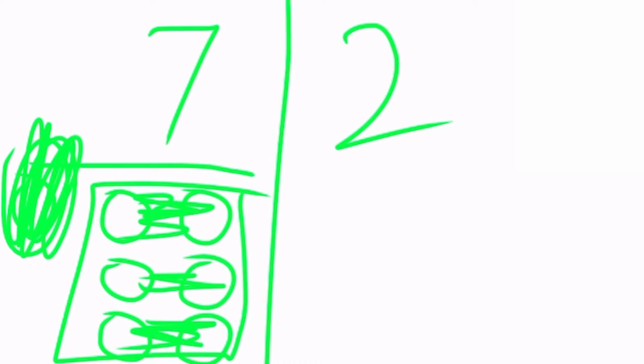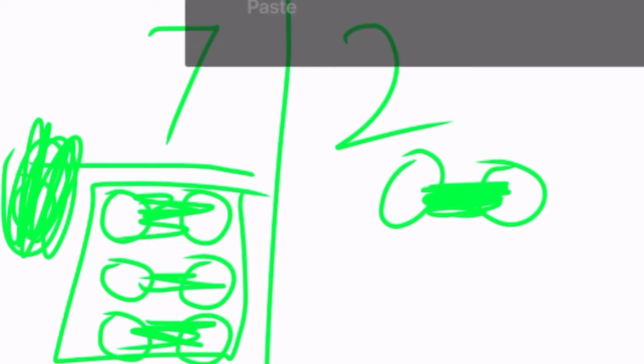Now for 2. 1, 2. How many weights can we make? We can make 1 weight. And is there any left out? No, there's no left out. Nothing's left out. So that would make 2 even, all right? I'm going to show you another example.